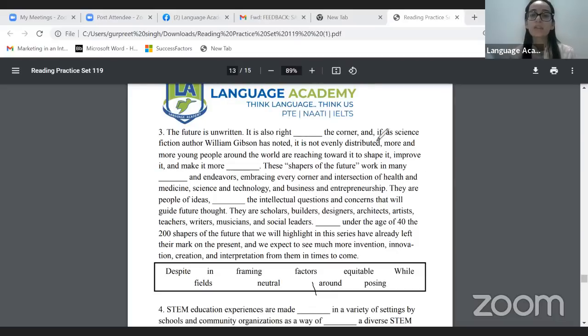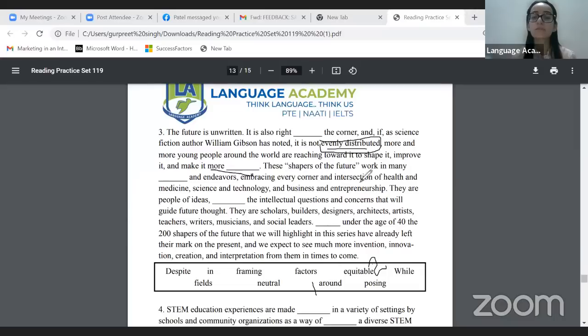And if, as a science fiction author has noted, it is not evenly distributed, more and more young people around the world are reaching toward it to shape it, improve it, and make it more blank. What is the sentence saying? It is not evenly distributed. That means people are trying to make it evenly distributed, which means equitable. So we want the future to bring prosperity to everybody. We don't want only a few people to benefit and a few people to suffer. We want equality, equitable, equal distribution of things in the future.